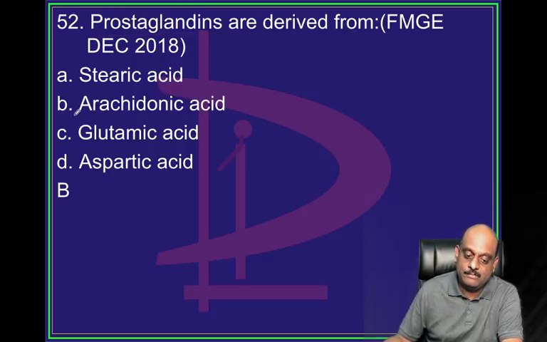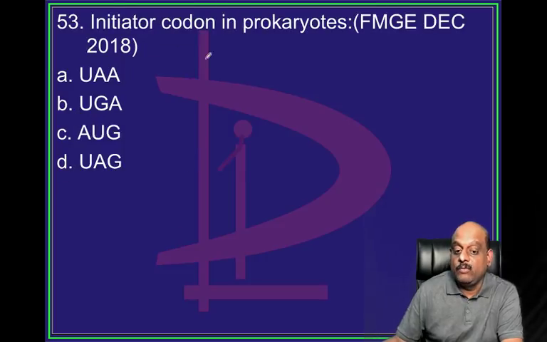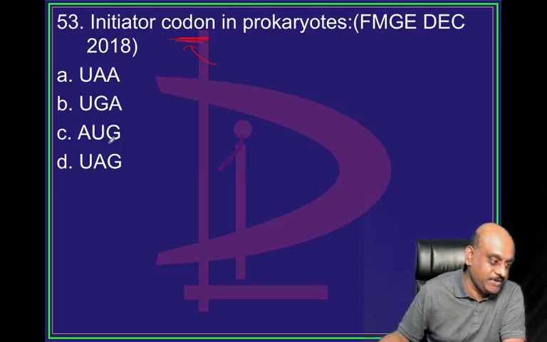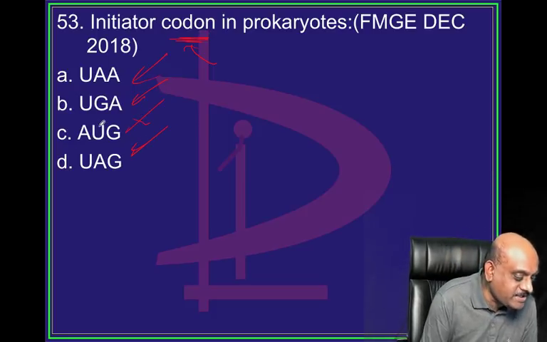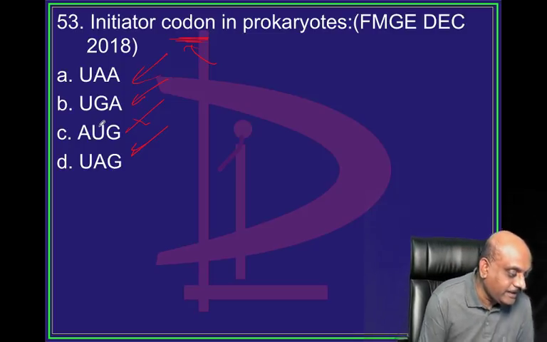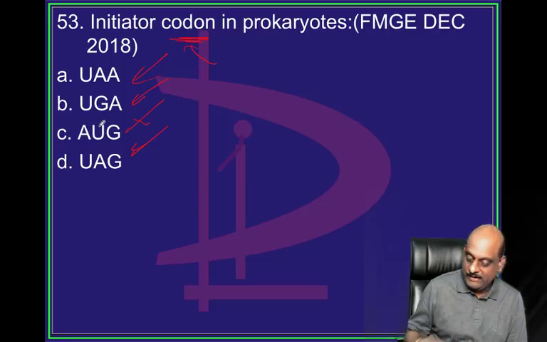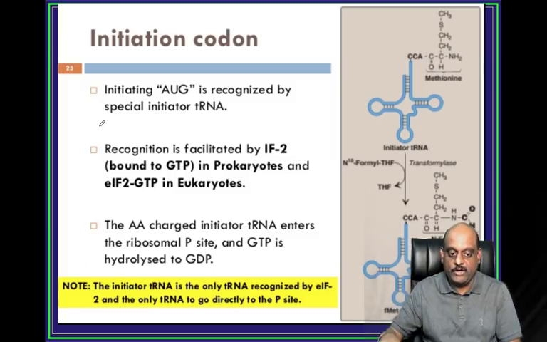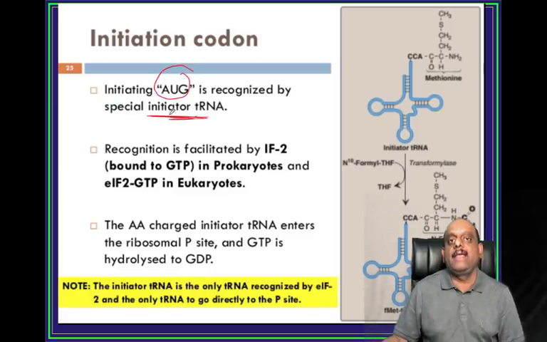Now, prostaglandins are derived from arachidonic acid, right? What is the initiator codon in prokaryotes? Punch this genetic answer, doctor. At the genetic level, we will see in NEET PG whether resistance came or not. Give me an answer, doctor. Everyone is saying AUG. Correct, beautiful, doctor. The initiating AUG codon is recognized by the initiator tRNA.